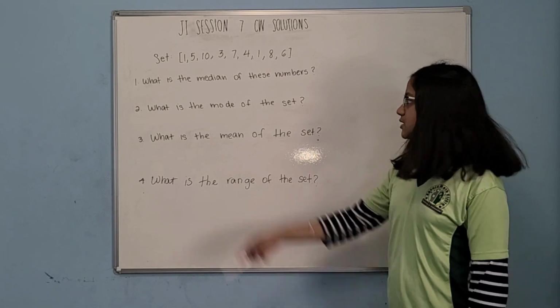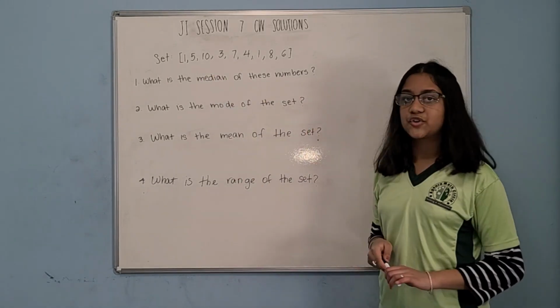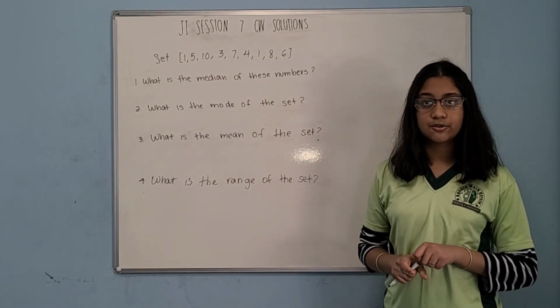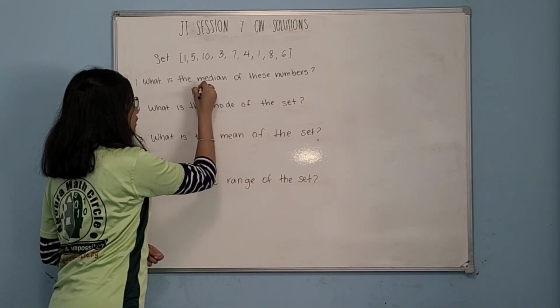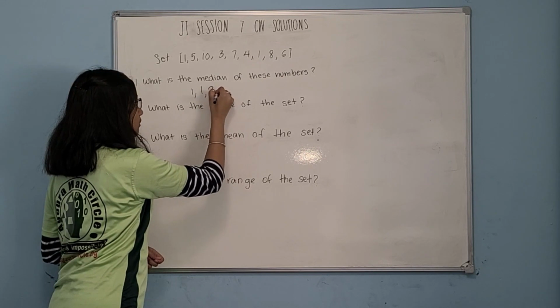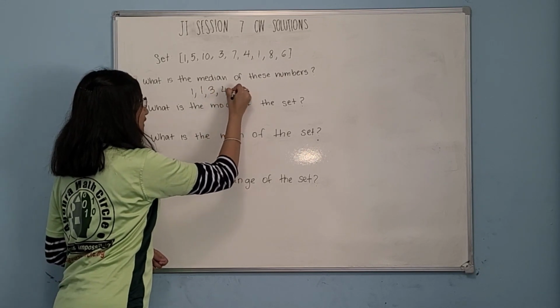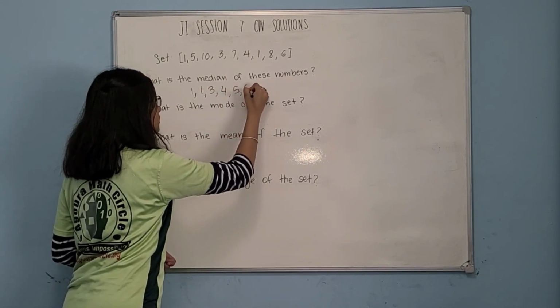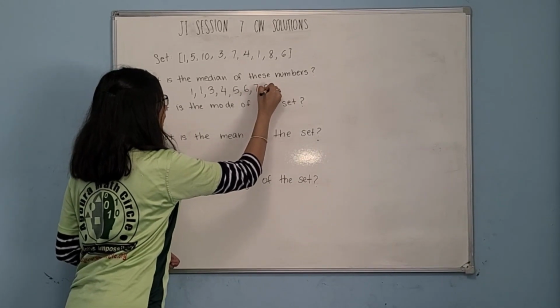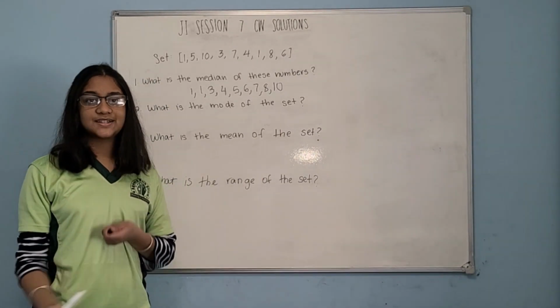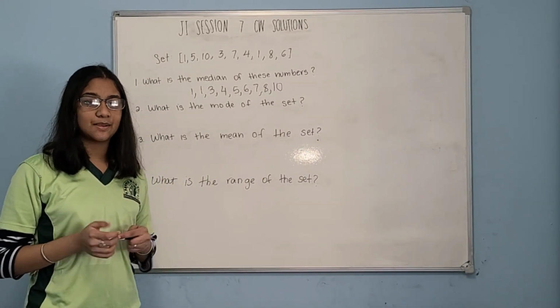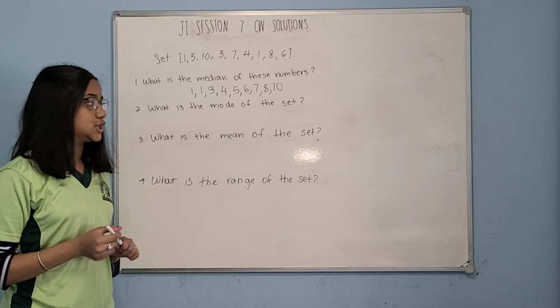So to find out the median of this set, we first have to put it in order from least to greatest. So we know that there are 2 1s, 3, 4, 5, 6, 7, 8, and 10. Now that we've put it from least to greatest, we know that the median is basically the number in the middle, or the center number.